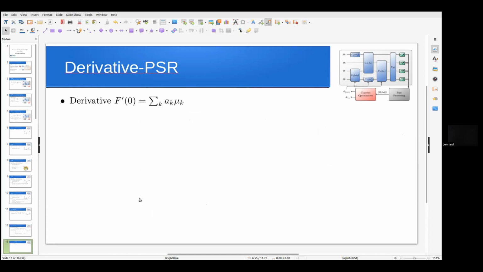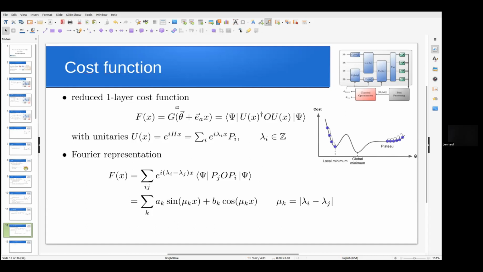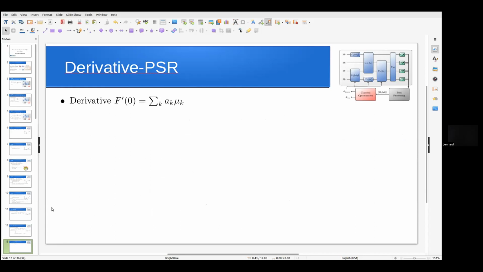Yes. So if we take this framework, the derivative is quite easy. We just have to take these a_k's and multiply them by mu_k, and we have the derivative. The way we did it, we are now interested in the derivative of f of g of theta, which is just the derivative of f at position 0. And we just have to figure out all these Fourier coefficients, and we are done.